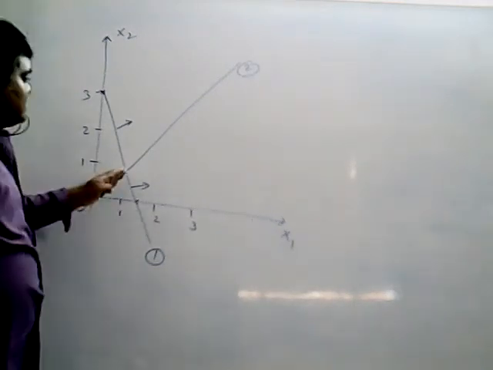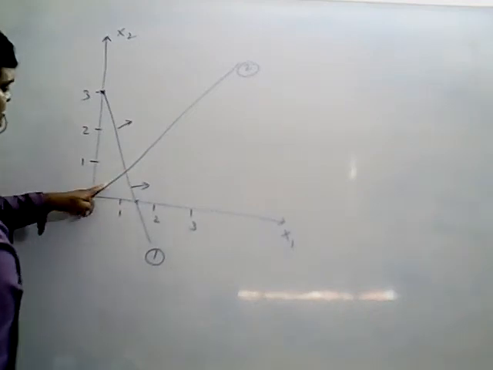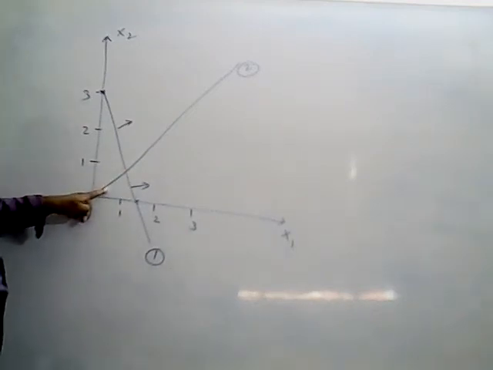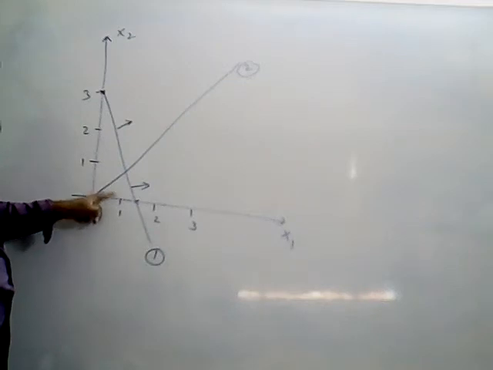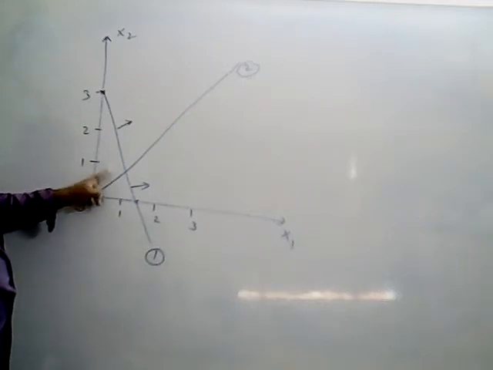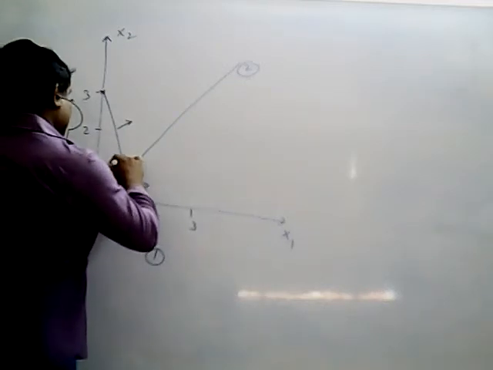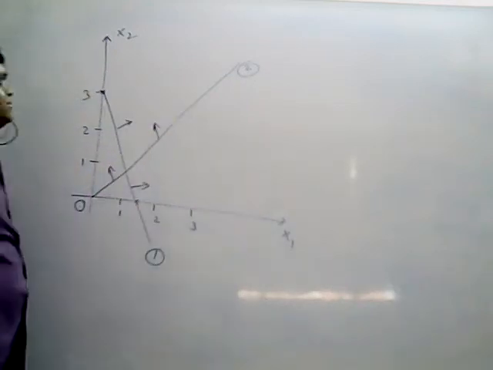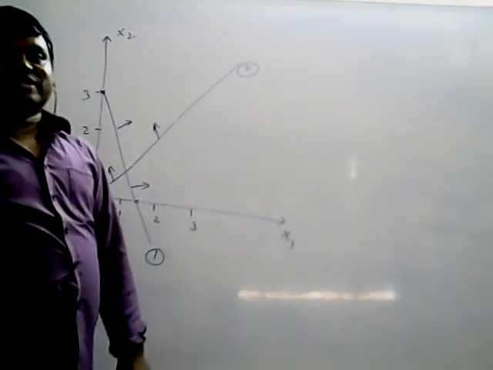The second line is also greater than or equal type, so this is the line. Above means this one, below means this one. So the second constraint is also greater than or equal type, and above the line is shaded. Now what is the feasible region for this one?